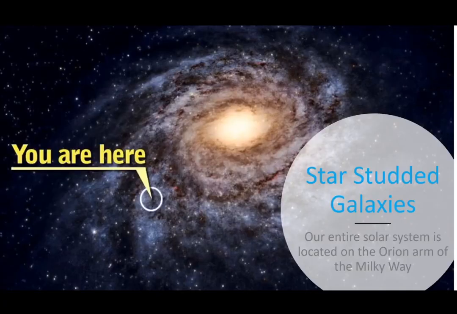So in the Milky Way, our solar system is located on the Orion arm. You can see an example of that. You can see the Milky Way again, with that little arrow: you are here. We are in that circle. So that is where our solar system is in terms of the Milky Way Galaxy.